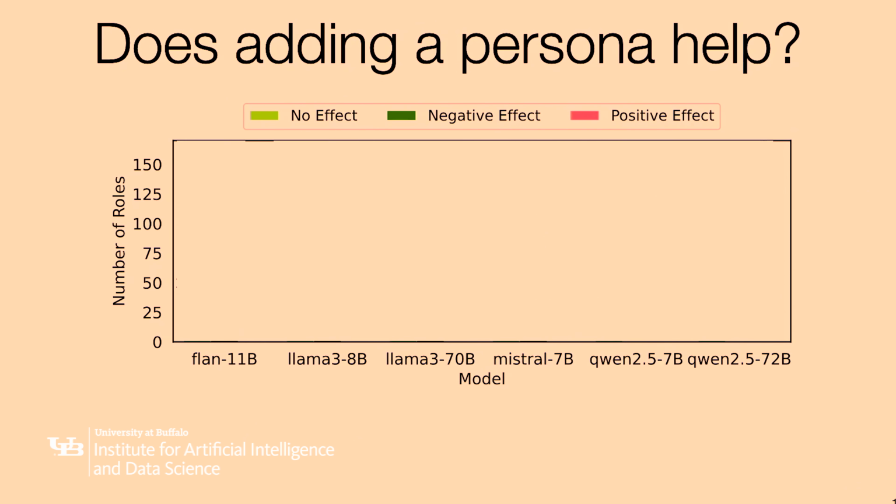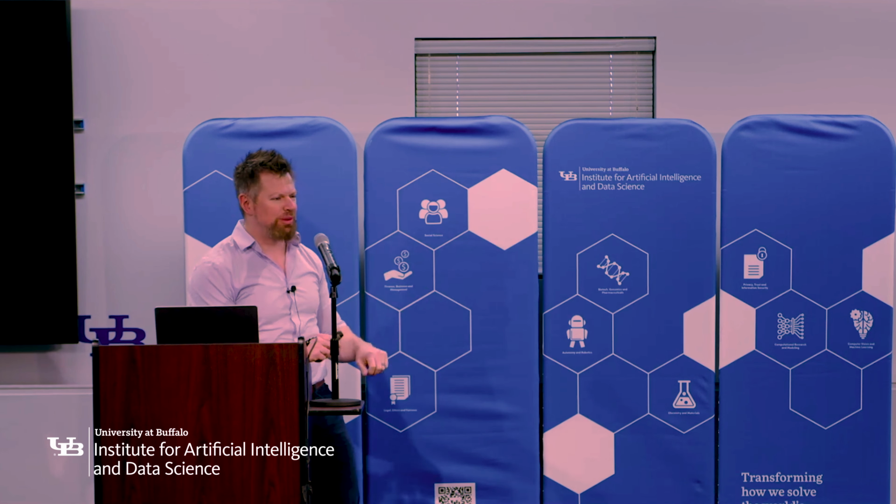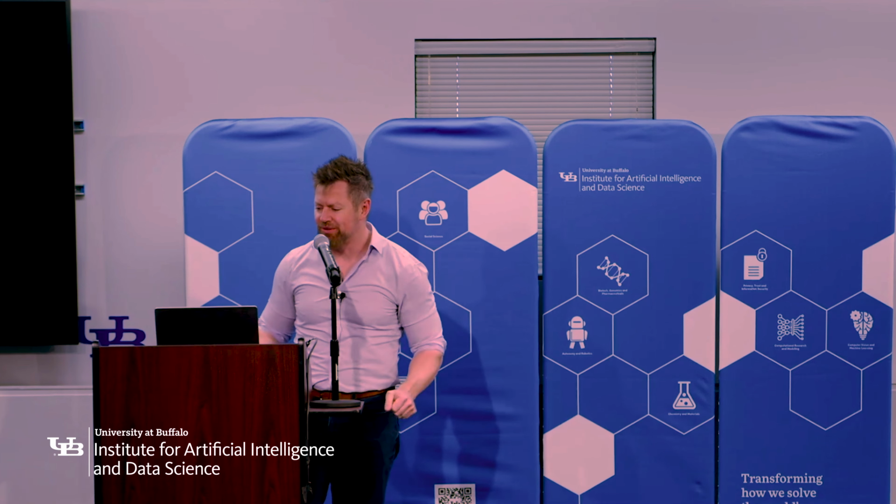On the y-axis, we'll look at the number of roles that have no effect on the overall accuracy, statistically speaking, with a p-value of 0.05, have a negative effect, or have a positive effect. Any guesses? You should be primed a little bit: what do you think might happen? Well, let's look at FLAN-T5, FLAN-T5 11 billion. It's a pretty big model. It's either no effect or negative, 70%. So asking a model to be my mom doesn't help. Asking it to be a math teacher doesn't help. So okay, there's no one role that seems to help in general.